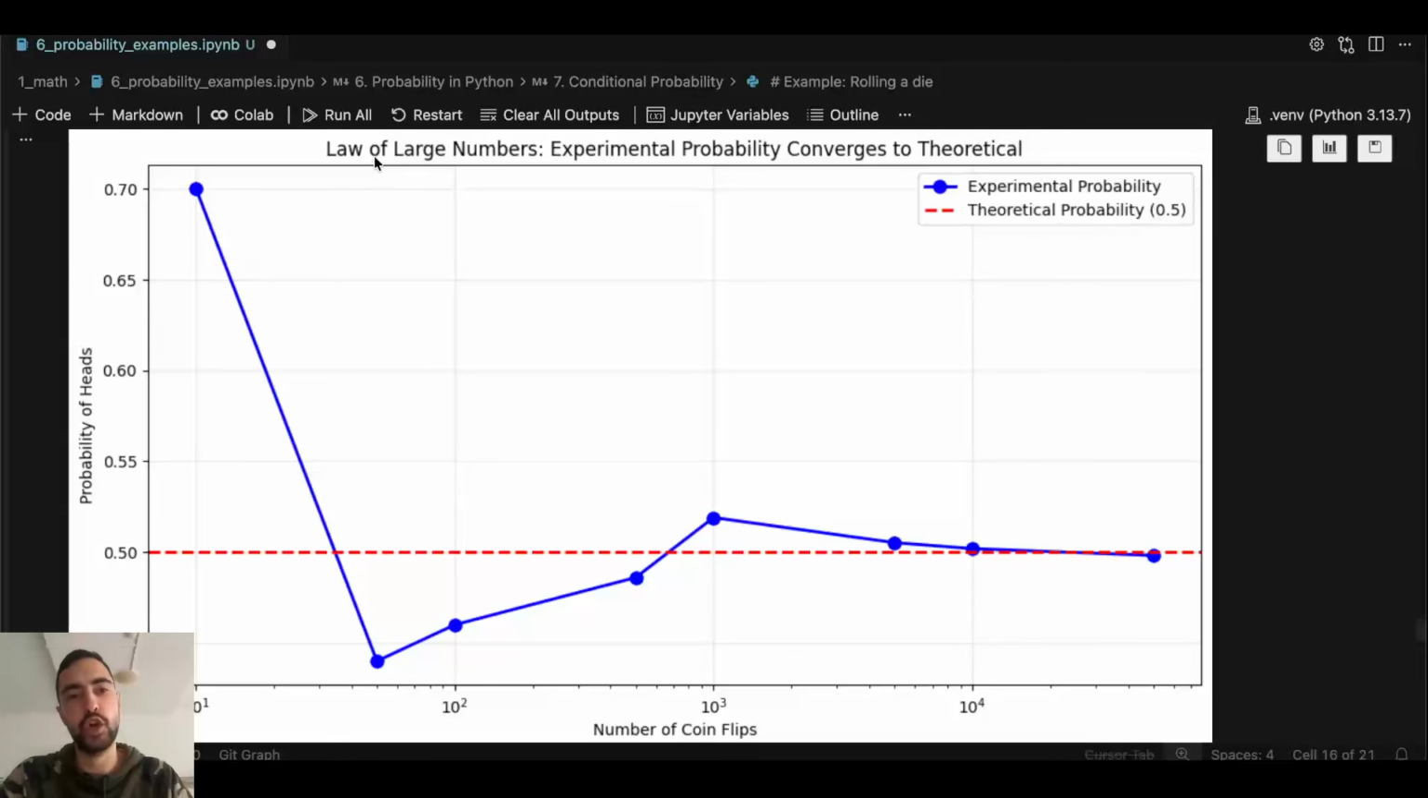And this is the law of large numbers. If you have a theoretical probability of 0.5, you're flipping a coin. In the beginning, where you just flip maybe 10 times, maybe you will actually get 7 heads and 3 tails. But as you flip more, the measured probability will converge towards the theoretical probability. So that's the law of large numbers. If you have large numbers, they will converge towards the theoretical probability.